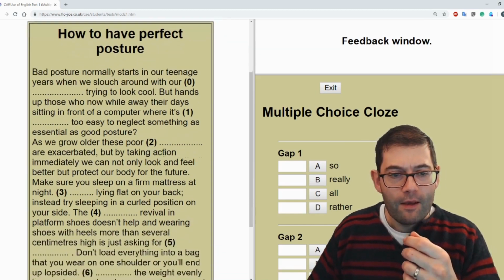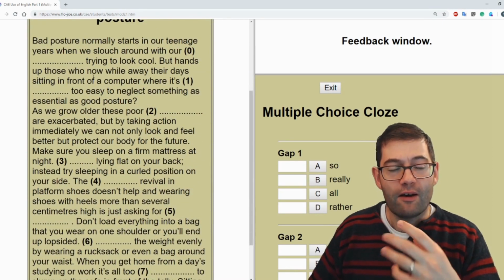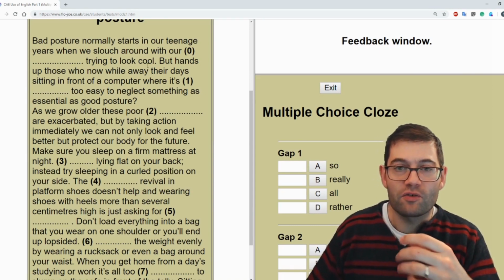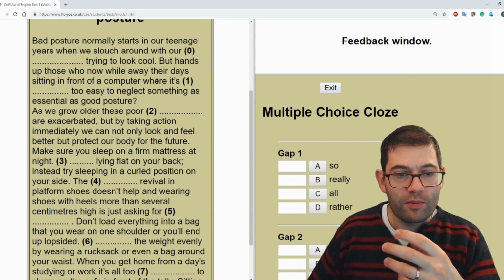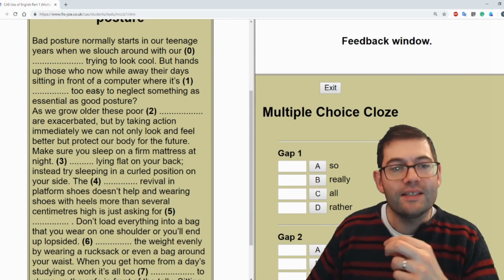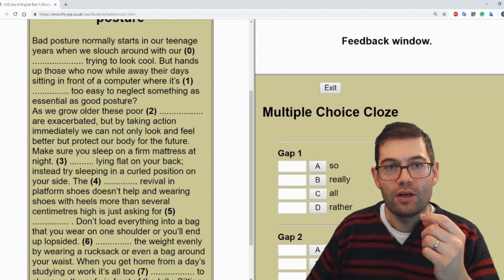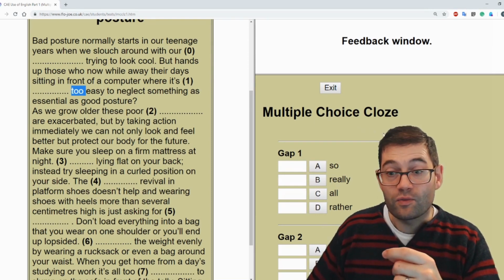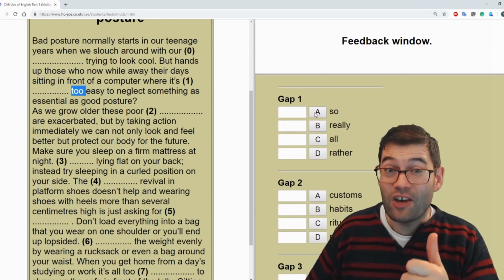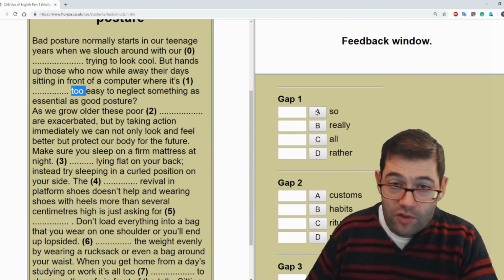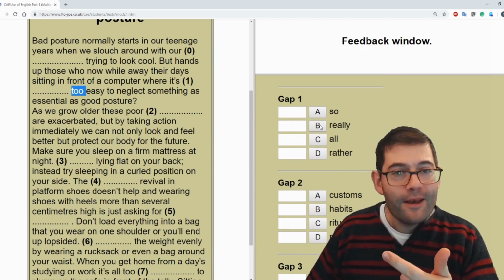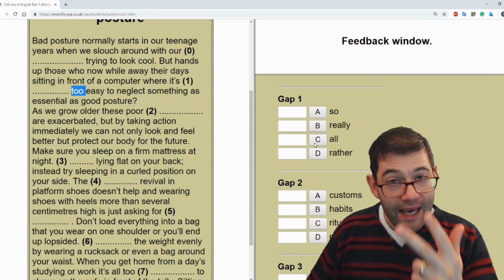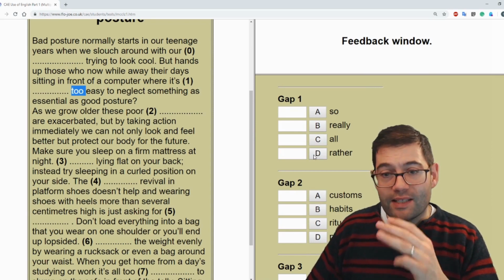But hands up those who now while away their days. The expression to while away your days means to spend your time, sitting in front of a computer where it's something too easy to neglect something as essential as good posture. Keyword here is to, because not all of the answers work with to. So we can't say so too easy. We can say so easy, but not so too easy. Really too easy? We can say really too easy. All too easy? We can. It's an expression. Rather too easy doesn't work.